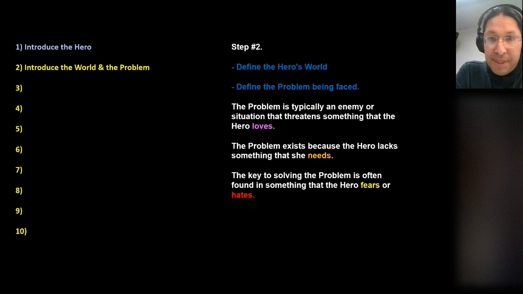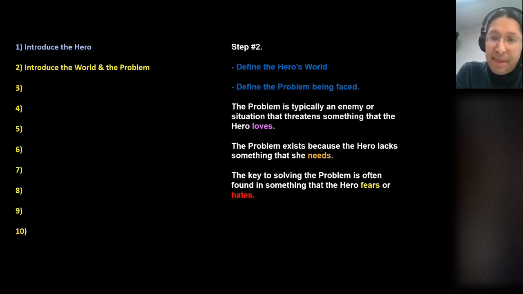Step 2, define the hero's world, define the problem being faced. The problem, oh, by the way, if we're talking about a movie, many of these steps take about 10 pages. So that's generally the length you're looking at.